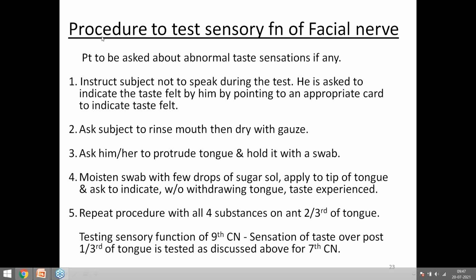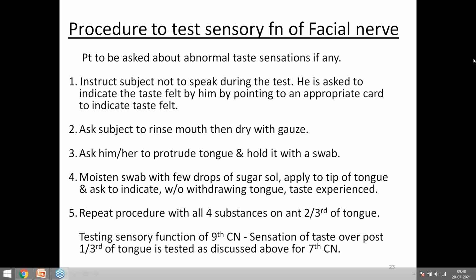So what is the procedure to test for the taste sensation? First, I'll tell you about how we test for taste sensation of the facial nerve, the 7th cranial nerve, and then the similar process is repeated for testing taste sensation with regards to the glossopharyngeal nerve, which is your 9th nerve. The only difference between testing of these two nerves is the location, right? So I told you the facial nerve is responsible for taste sensation in anterior 2/3 of the tongue, and glossopharyngeal is responsible for taste sensation in posterior 1/3.